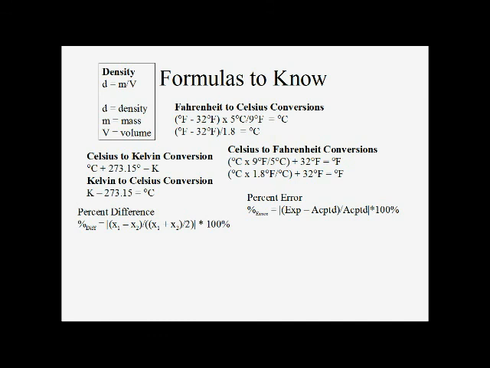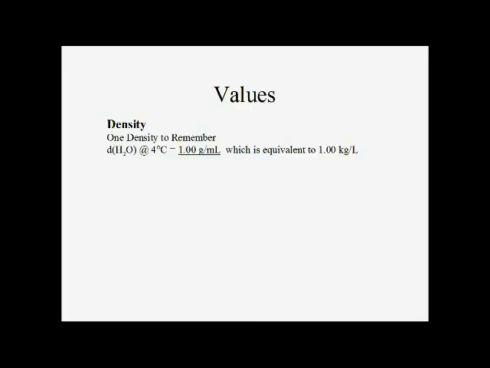These are the formulas from the chapter, formulas that we need to know, which also means that we are at the end of the chapter. We have one value, which is only the density of water, which is 1.00 gram per milliliter.